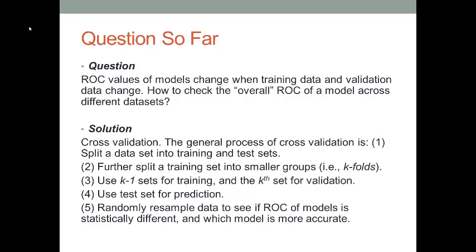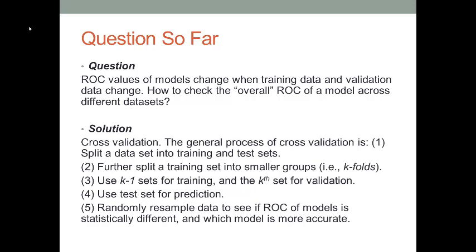You may frequently hear people say K-fold cross-validation. K is the number of smaller groups you want to split the training data set into. In practice, we usually split the training set into 10 folds, in other words, 10 smaller groups. But as I said, you can split it into any number of smaller groups you like. Then we can move to the third step.